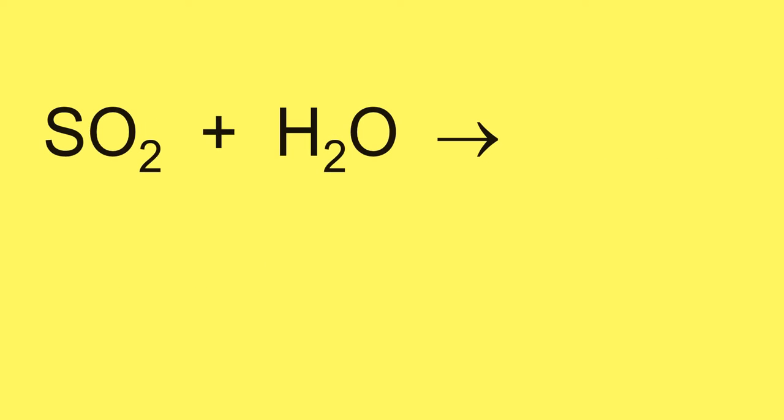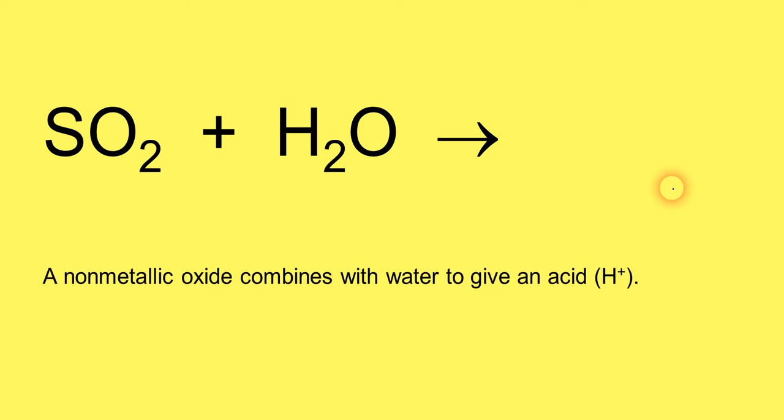Let's try another one that's synthesis. Here we have sulfur dioxide plus water. And sulfur is a nonmetal, and so sulfur dioxide would be called a nonmetal oxide. And so the rule for that is the next one here. A nonmetallic oxide combines with water to give an acid. And like we learned earlier in the year, acids always start with hydrogen ions. And so we're going to start with H. And we know that acids aren't just hydrogen by themselves. They have to have other elements. And we have some sulfur in here, and we have some oxygen in here as well. So we're going to put those into the acid, sulfur and oxygen.